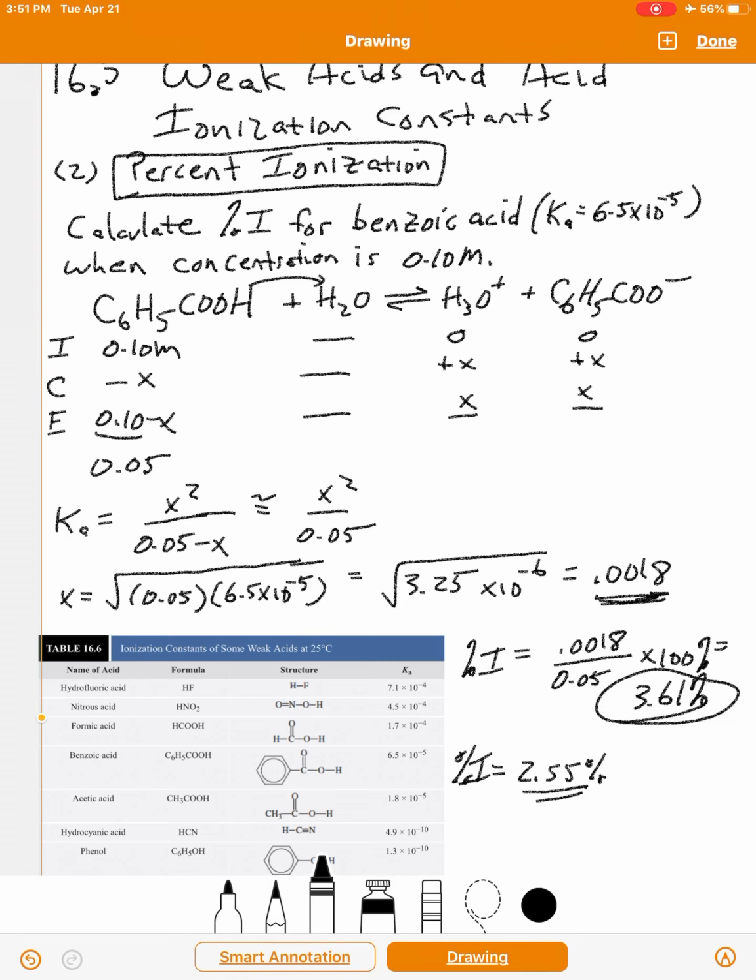Look what happened here. The initial concentration was less in this example than it was in the previous example. In the previous example, it was 0.1 molar, right? That's over here. If we change the initial concentration to a lower value, the percent ionization goes up. It increases. So that's one result that you should be aware of, which is that the lower the initial concentration of the acid, the higher the percent ionization.